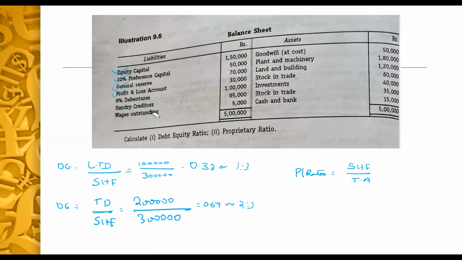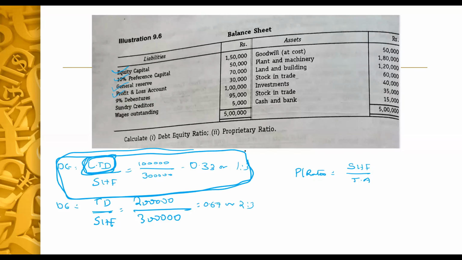But ideally, if you want to get the actual debt equity ratio of a company, you have to use only long-term debts. Method one is more appropriate. Are you getting the point? Is it okay? Yes, sir.